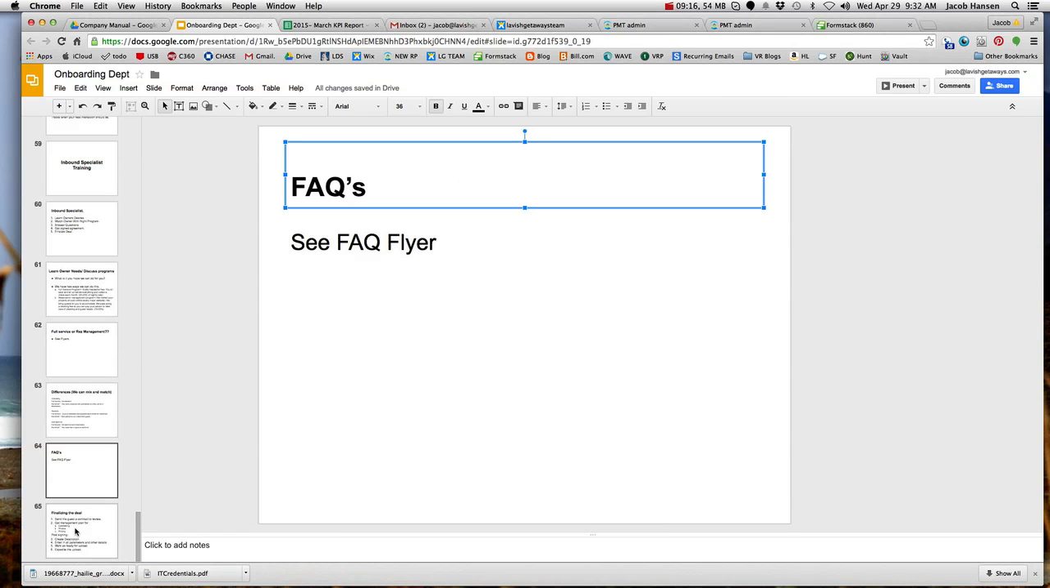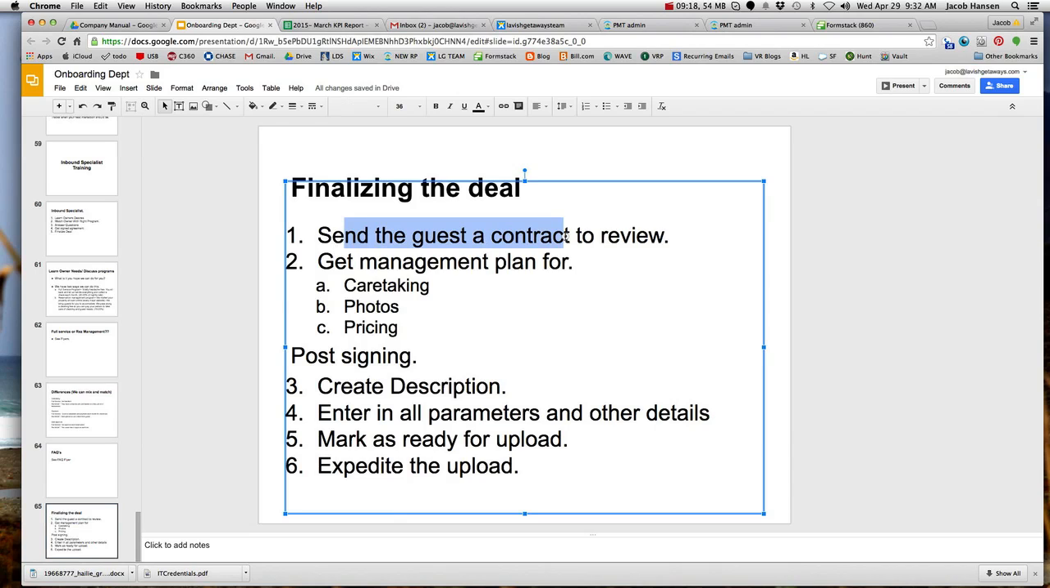So, all right. Once a guest is ready, you want to send them a copy of the contract, and I will give you the links to each of the contract types, and then you can send that over to them for review. If they have any questions about the contract, refer them to me as your manager, so that your manager handles all your contract questions. Okay.